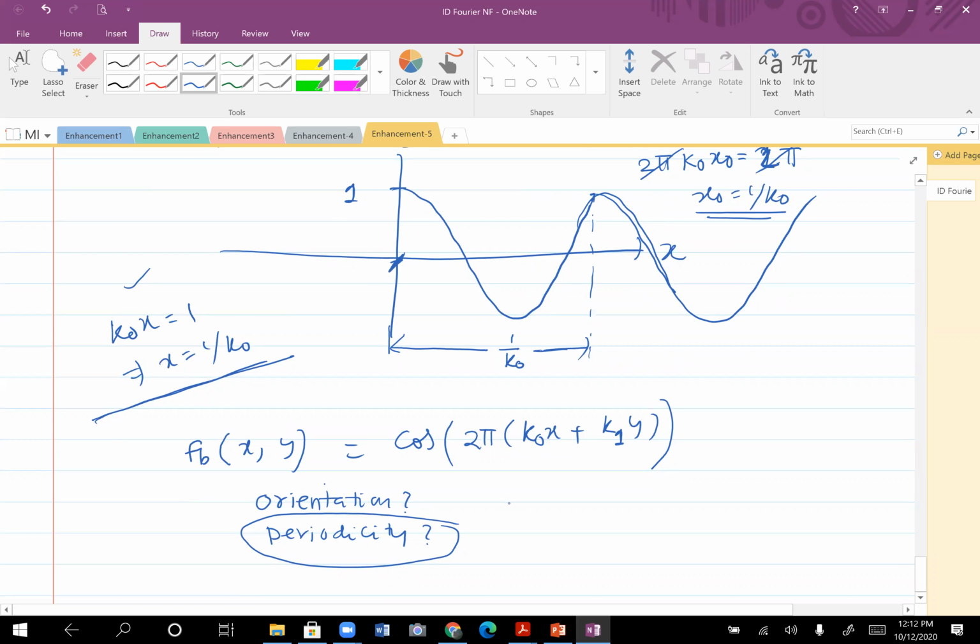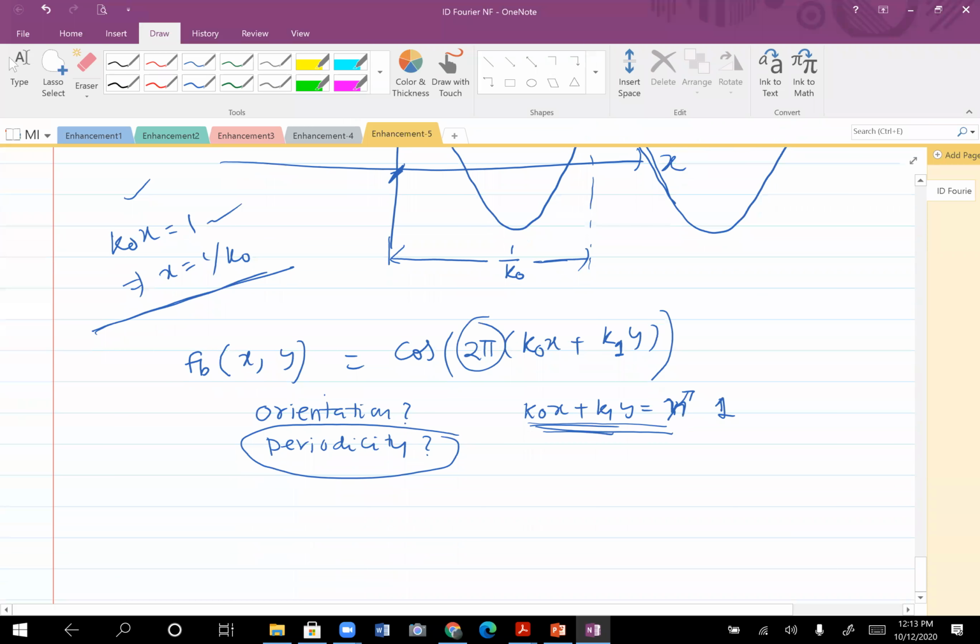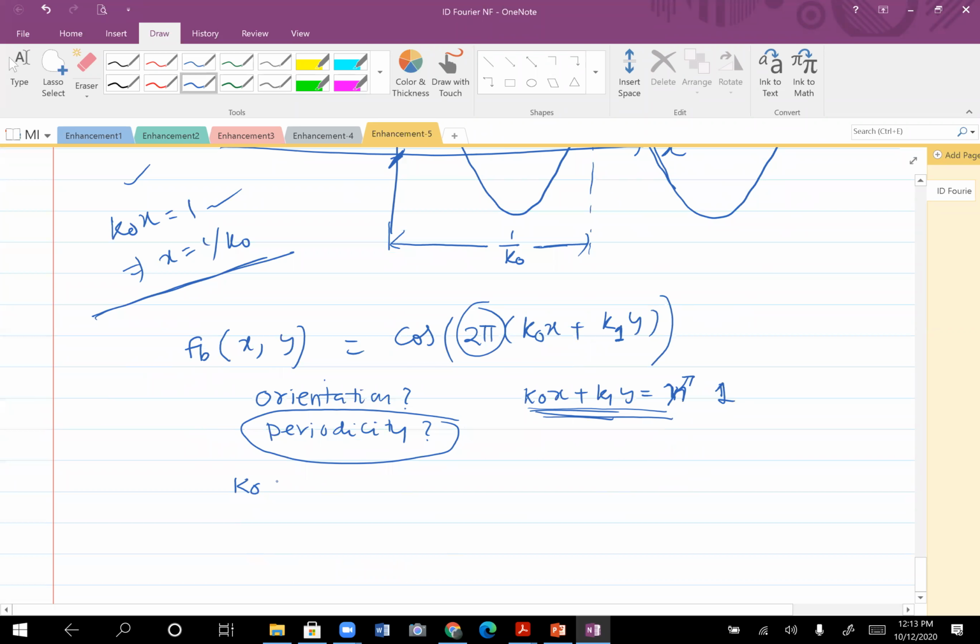Can anyone tell? Can we take one variable like k naught x plus k1 y is r, and then this is equal to n, this whole thing repeats because this is anyway 2 pi, correct? So when this becomes n, or if you want to be periodic, just the way you have taken here, you simply take k naught x plus k1 y equal to 1. That should give you the periodicity.